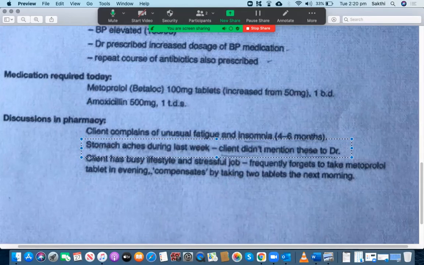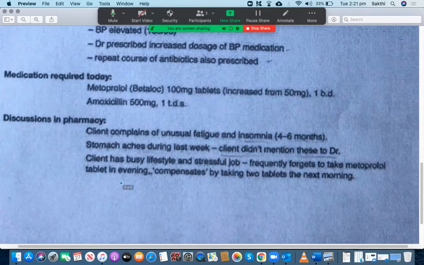Hello, Daniel. Hello, sorry. Yes, I said that in the notes I have mentioned that he is experiencing fatigue and stomach ache. Oh, which stomach ache. Okay, probably. Yeah, you have done that. Unusual fatigue and insomnia. Did you mention insomnia? But I think he should have known that already. Yeah, 4 to 6 months. He should have known that. But you can mention this one.